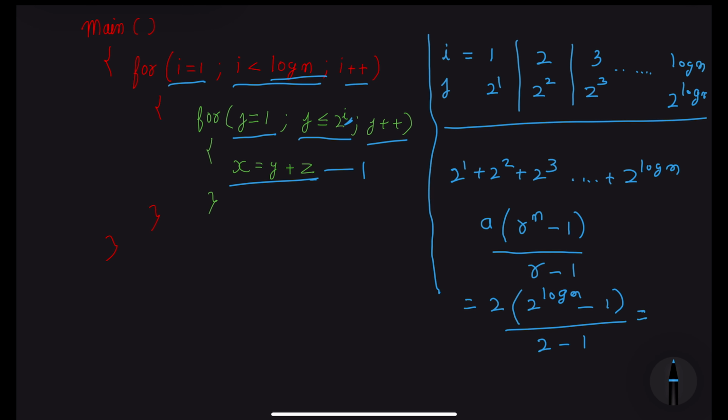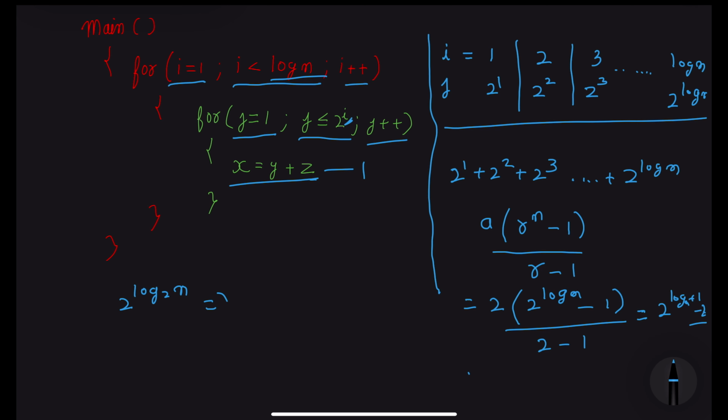So the denominator will be 1, and the numerator we can write as 2 raised to the power log n plus 1 minus 2, that is, 2 raised to the power (log n plus 1) minus 2. The plus 1 and the minus 2 both can be ignored because they are very small compared to a large number, so the final value is 2 raised to the power log base 2 of n.